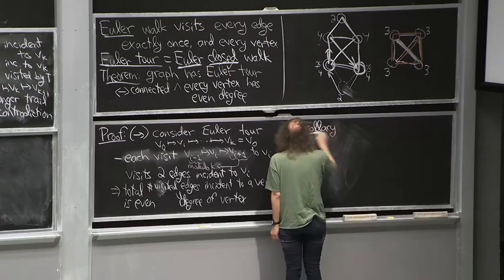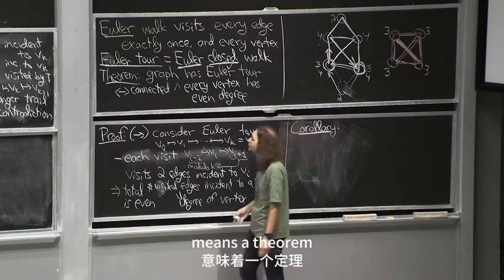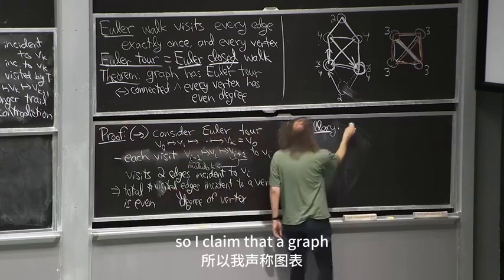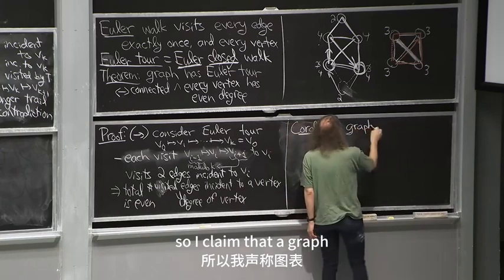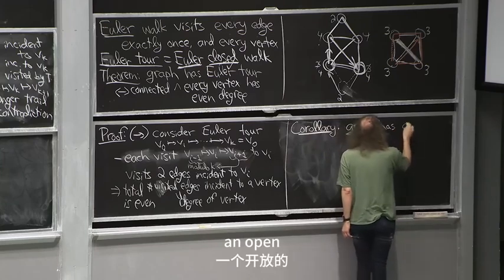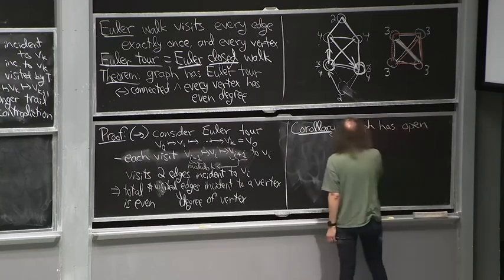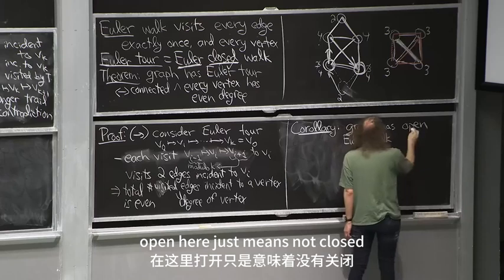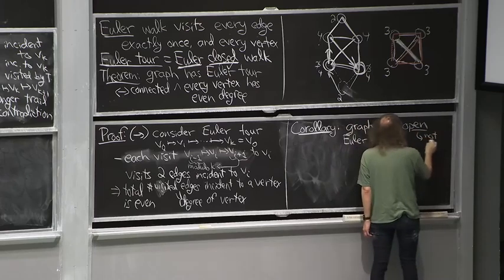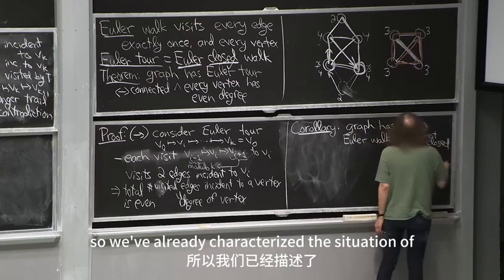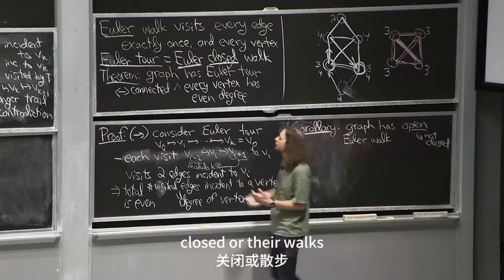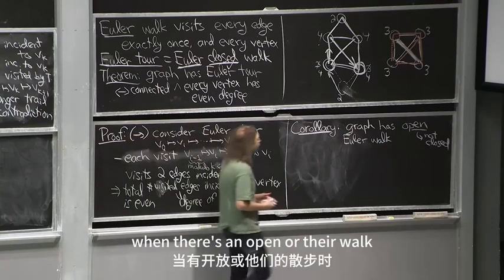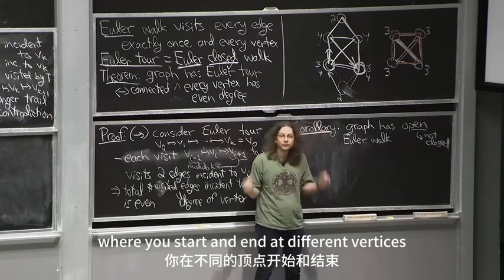So corollary, remember, means a theorem you can prove from the previous theorem or follows fairly easily. So I claim that a graph has an open Euler walk. Open here just means not closed. So we've already characterized the situation of closed Euler walks. That's this theorem. That's the Euler tour. So what's left is to characterize when there's an open Euler walk where you start and end at different vertices.